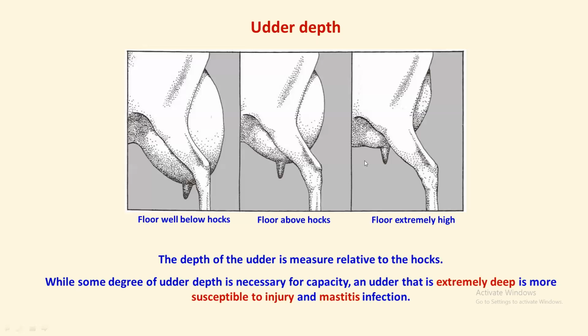If the udder floor is below the hock, there is a chance of injury to the udder, and mastitic infection chances will be more. So the udder floor should at least be above the hock, as in the middle picture, or it should be at the level of the thigh, below the stifle and at the level of the thigh.